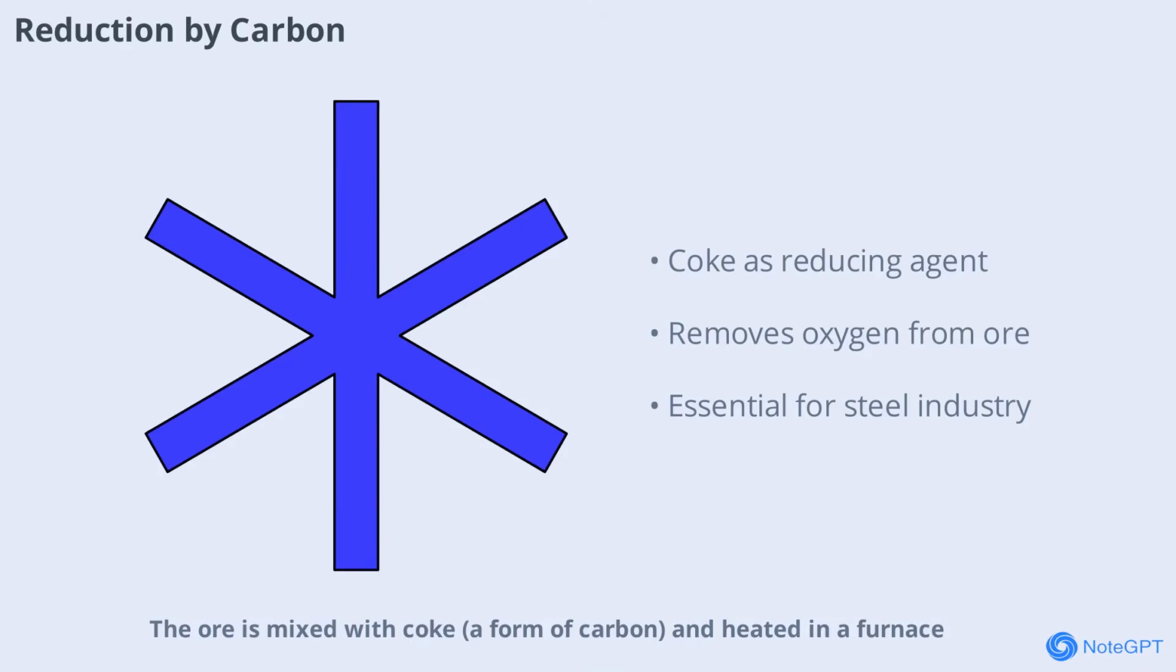Reduction by carbon is a key method for extracting metals like iron and zinc. The ore is mixed with coke, a form of carbon, and heated in a furnace. The carbon reacts with the oxygen in the ore, leaving behind the pure metal. This process is central to the production of iron in the steel industry and is a cornerstone of modern metallurgy.